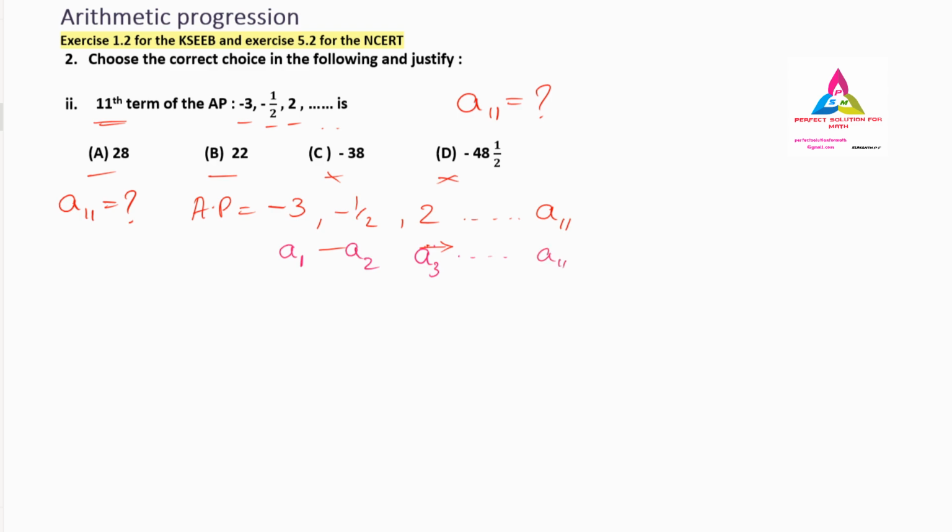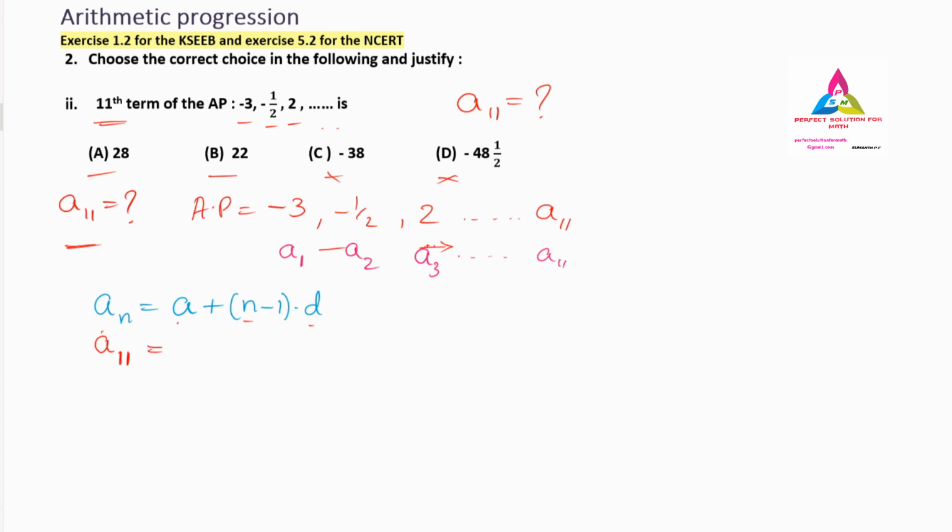Now we will write the formula. The formula is an equals a plus n minus 1 into d. You know what each letter refers to. An is the nth term, a is the first term, n is which term we are going to find, and d is the difference, that is the common difference. So substitute the values. An means the term we are going to find, that is A11, the 11th term.